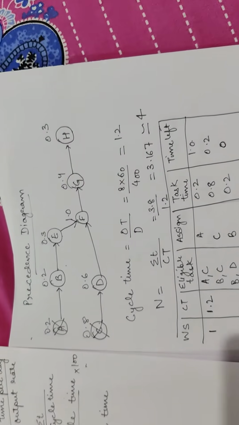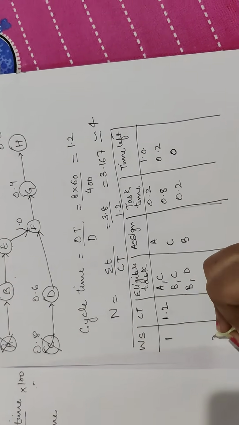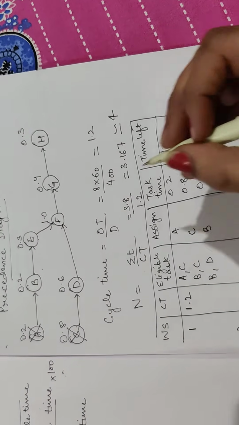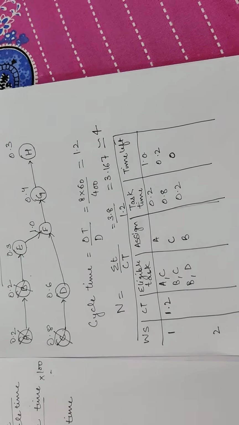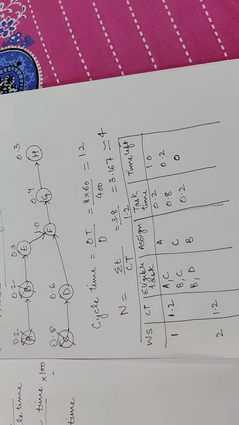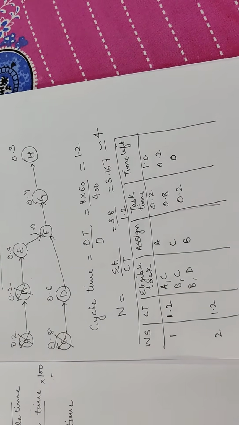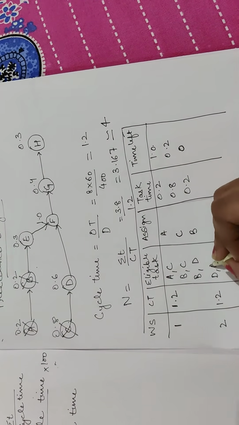So that means we have fully utilized our first workstation. Now comes the second workstation. अब मैंने B भी असाइन कर दिया है. After that, अब मैं सेकेंड वर्क स्टेशन पे आ गई हूँ, and the time period at second workstation is again 1.2, and now the eligible tasks are D, E.